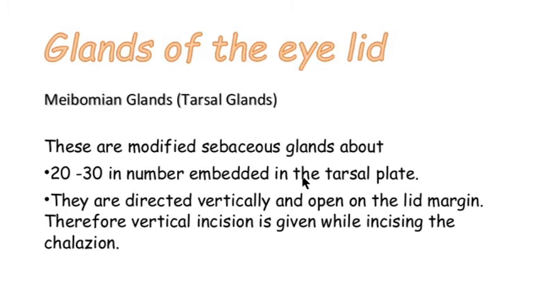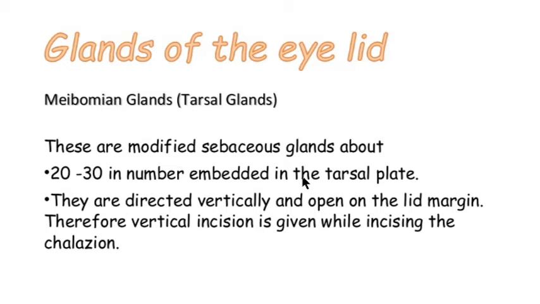We come to the glands of the eyelid. First we come to the Meibomian glands, which are also known as the tarsal glands. The Meibomian glands are modified sebaceous glands. They are about 20 to 30 in number in the tarsal plate, and they are directed vertically and open at the lid margin. Therefore a vertical incision is given in chalazion.